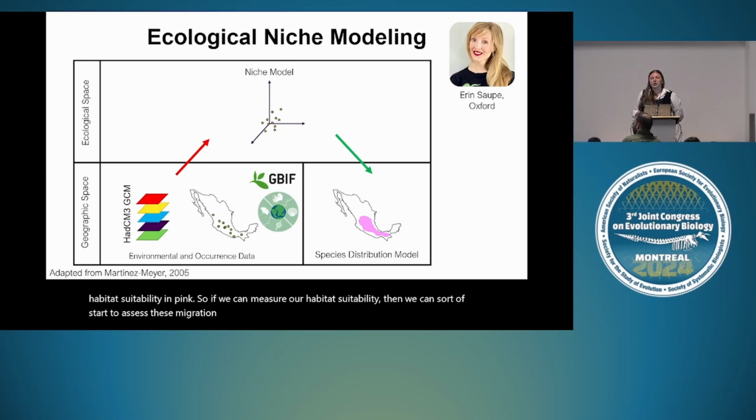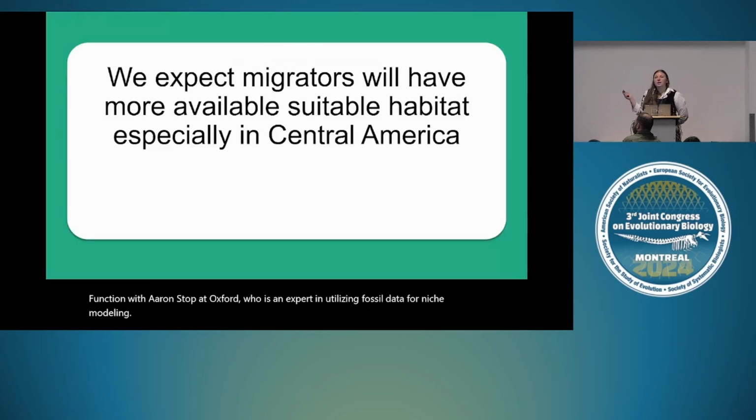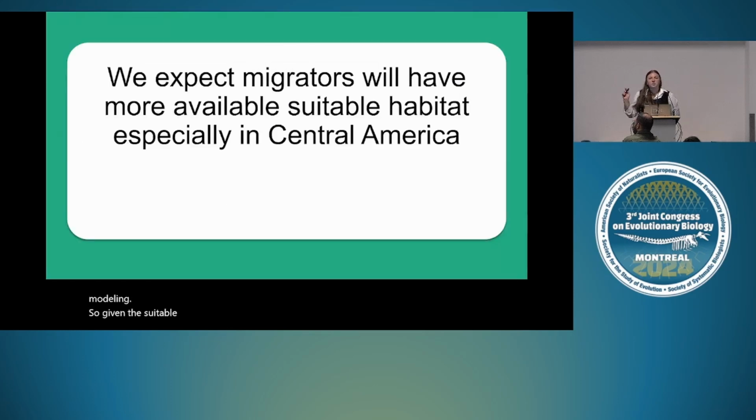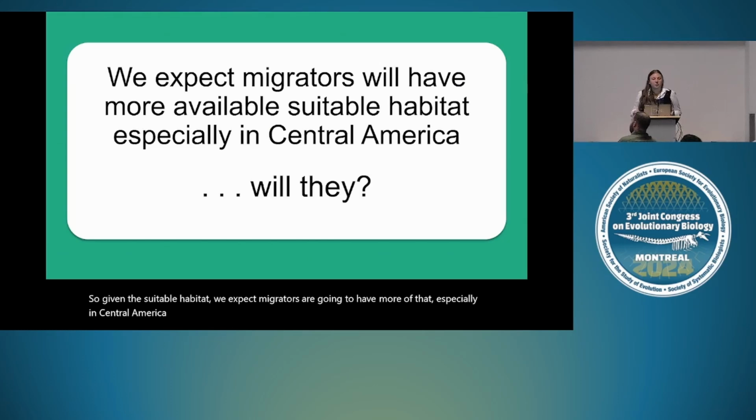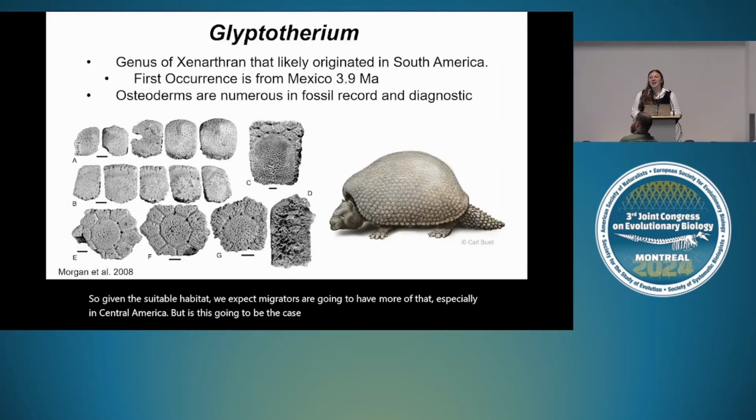And this niche modeling work has really been in conjunction with Aaron Staup at Oxford, who is an expert in utilizing fossil data for niche modeling. So given the suitable habitat, we expect migrators are going to have more of that, especially in Central America, but is this going to be the case? So like many others in this symposium today, I had grand plans when I started my PhD to do this across all mammalian taxa. Turns out that's really quite time consuming, so today we're just going to focus on one, Glyptotherium.